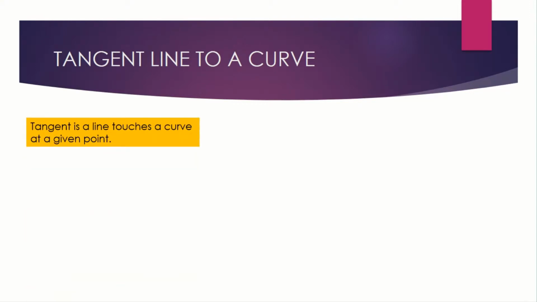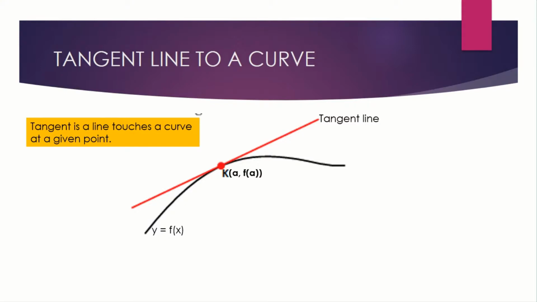A tangent line is a line that touches a curve at a given point. So this figure shows a curve y equals f(x) with a tangent line touching the curve. The tangent line is shown by the red line. It touches the curve at point x equals a, f(a).